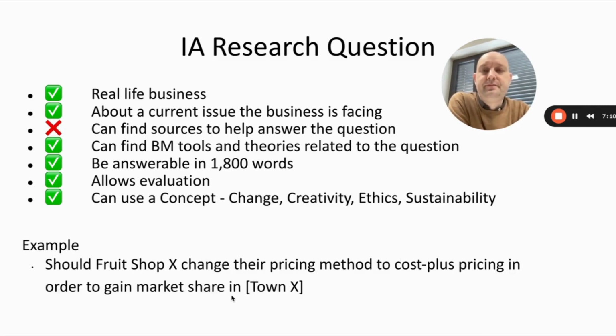And my final example is, should Fruit Shop X, so this is a fruit shop somewhere, change their pricing method to cost plus pricing in order to gain market share in the town where they're located? Now, I think this is a good question. I think businesses will look at this, obviously. For an IA, I think there are challenges here. Firstly, I'd say that I think it is possible to do this question, but I think the biggest issue will be to find sources. Now, I think the obvious thing to do here would be to do primary research.